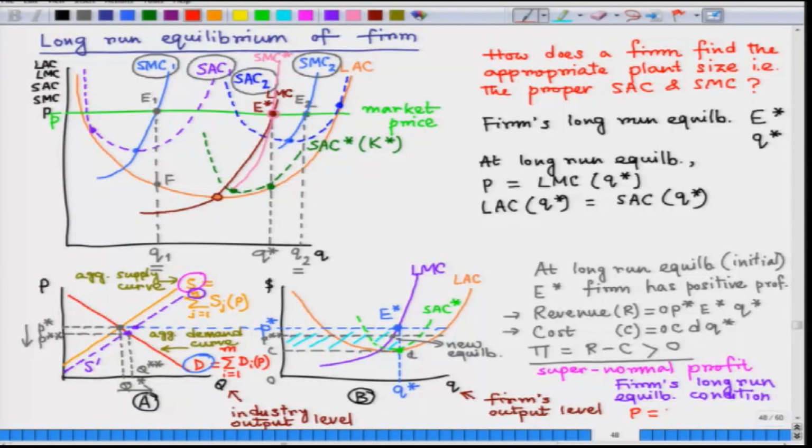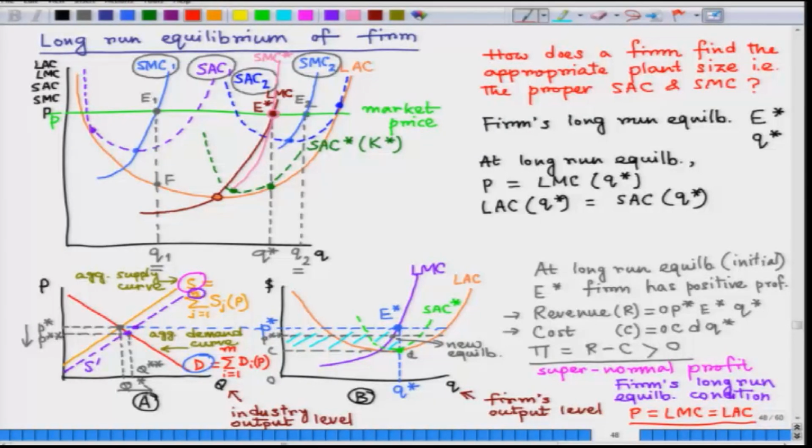Price equals long run marginal cost equals long run average cost, because note that long run marginal cost has to go through the minimum point of the long run average cost, and this is the minimum price which is required to keep our firm in the industry. If the price falls below the minimum of long run average cost, there is negative profit to make and the firm has no incentive to stay in the business.